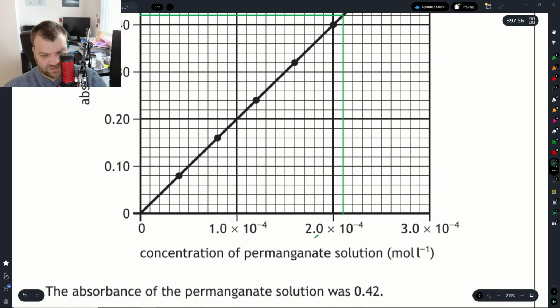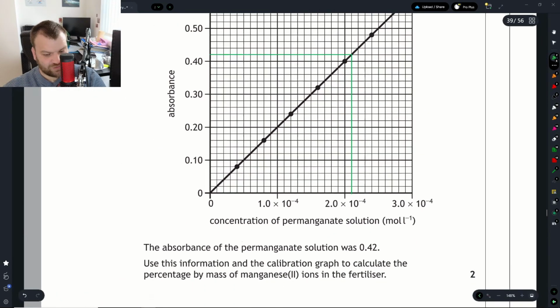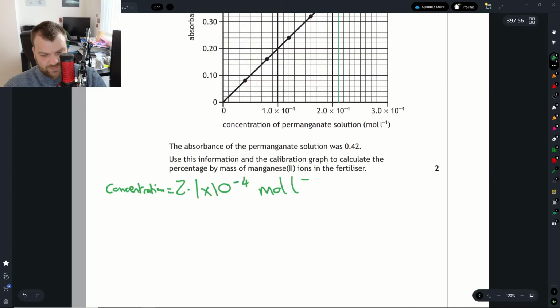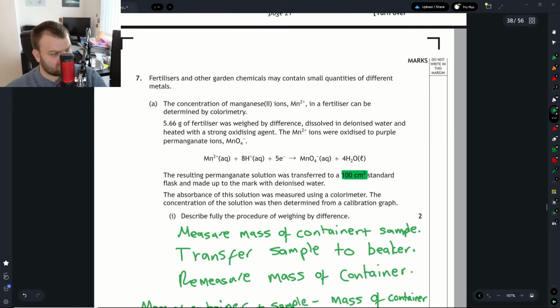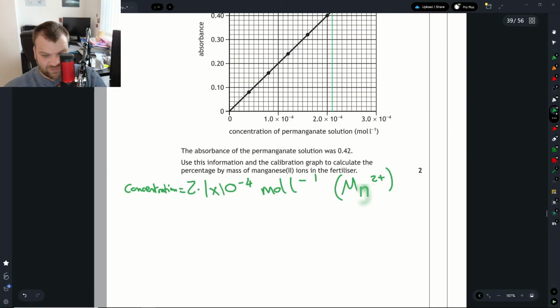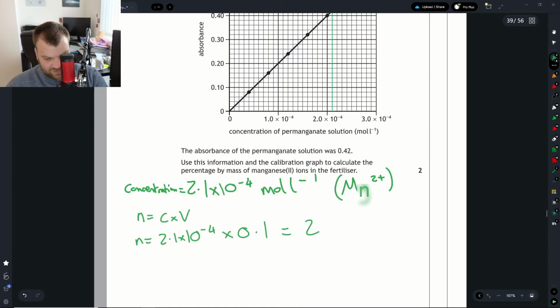Along the bottom, each box has to be 0.1 times 10 to the power of negative 4. So we have a value of 2.1 times 10 to the negative 4, and that's in moles per litre. Based on the question, it tells us that we've got 100 centimetres cubed of the sample. We can work out the number of moles of the manganese ions by doing n equals c times v. That's 2.1 times 10 to the minus 4 times 0.1, which will just reduce the power. So it'll be 2.1 times 10 to the minus 5 moles.